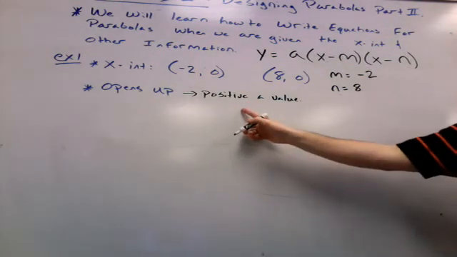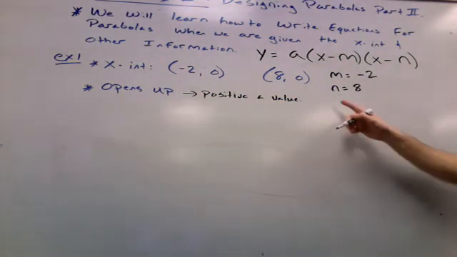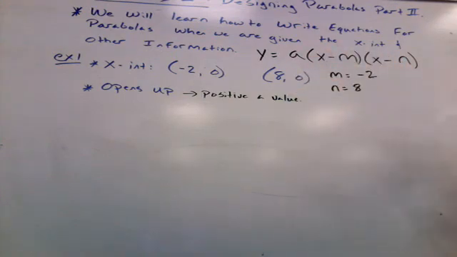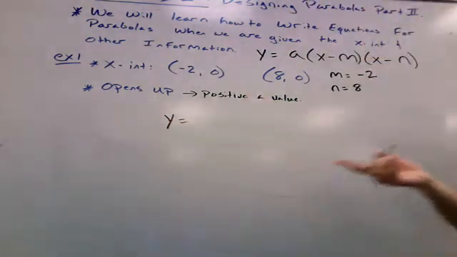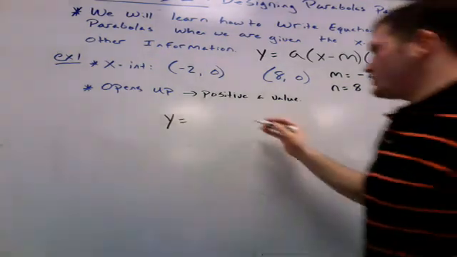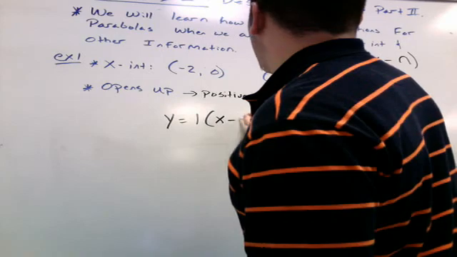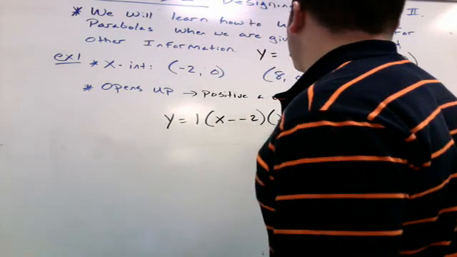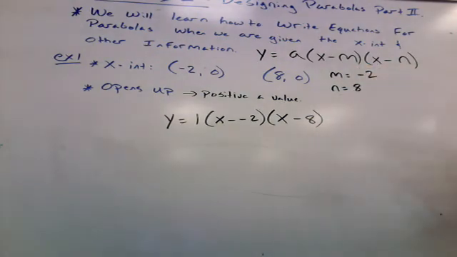So A can be any positive number then. Right? I don't care what you write as long as A is a positive number. So I can use this information to fill in my equation. We're going to have y equals, then A can be any positive number. So what do you want it to be? 1. Okay, I like 1. 2 is fine. So 1, then we have (x minus -2)(x minus 8), because -2 was my m, and 8 was my n. Does that make sense?